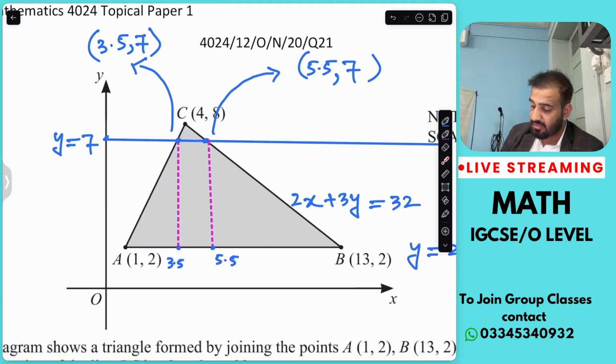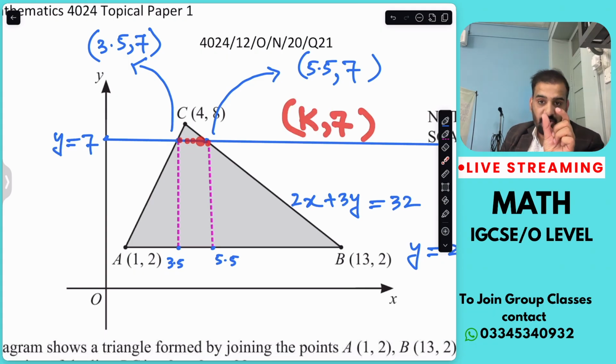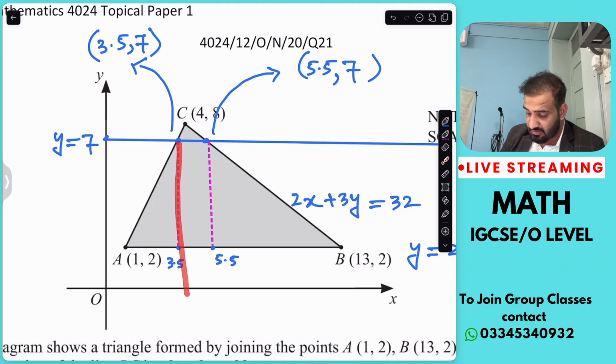If point k comma 7 lies inside the triangle, so it means point k comma 7 lies on this small portion. So मेरे पास y की heights थी. This height was 7. So I substituted these heights in these two lines to find my x coordinates. So my x coordinates are 3.5, 3.5 and 5.5. So the integer values between 3.5 and 5.5 are only 4 and 5. That's it.